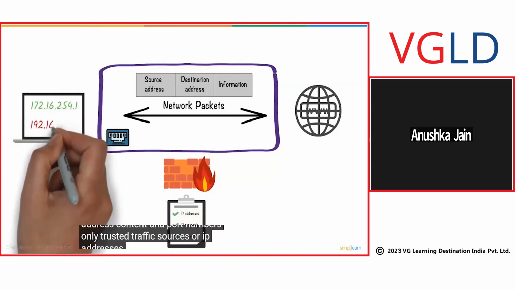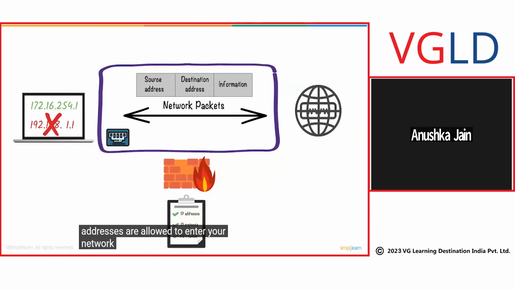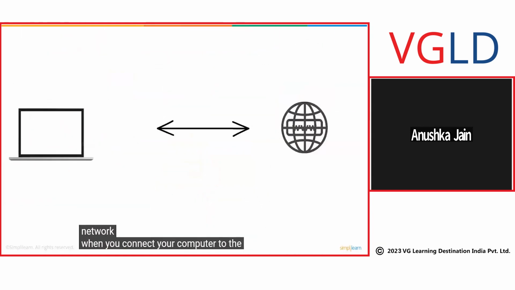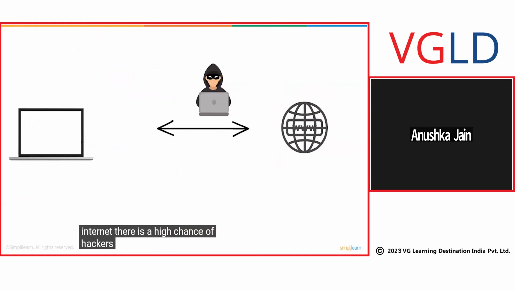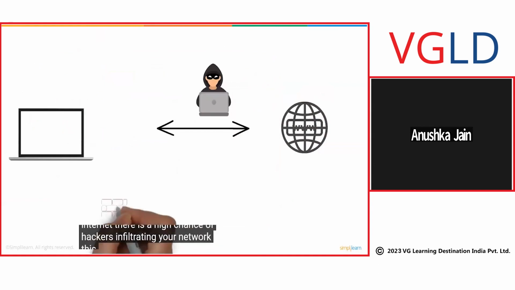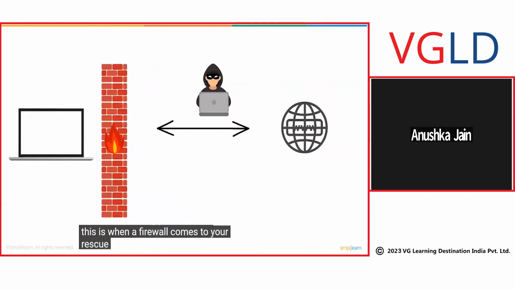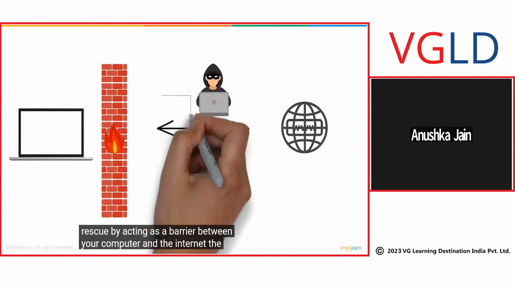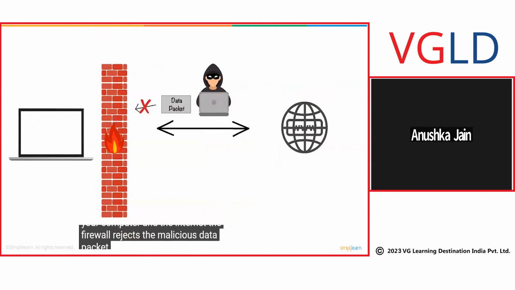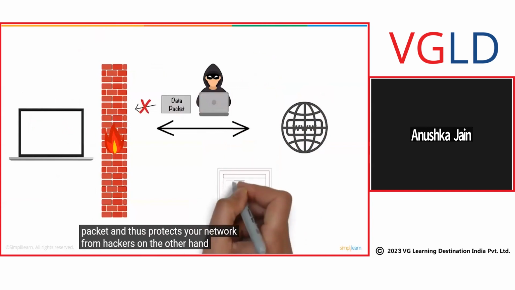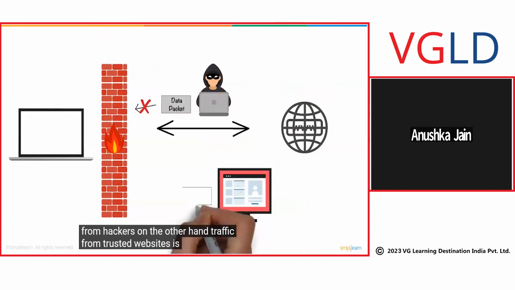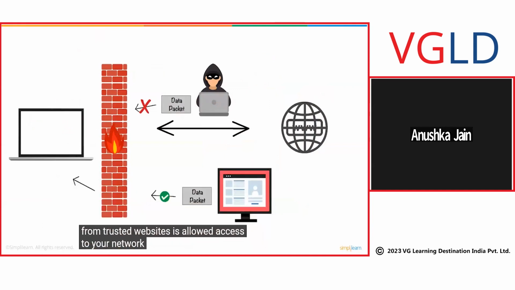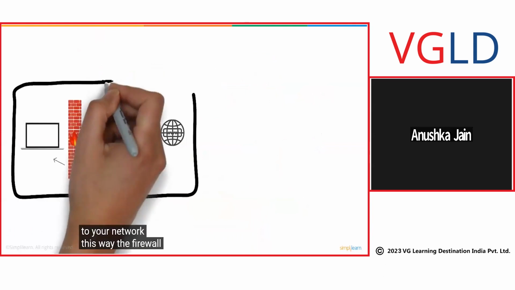Only trusted traffic sources or IP addresses are allowed to enter your network. When you connect your computer to the internet, there is a high chance of hackers infiltrating your network. This is when a firewall comes to your rescue by acting as a barrier between your computer and the internet. The firewall rejects the malicious data packet and thus protects your network from hackers. On the other hand, traffic from trusted websites is allowed access to your network.